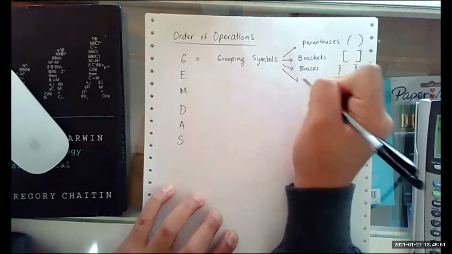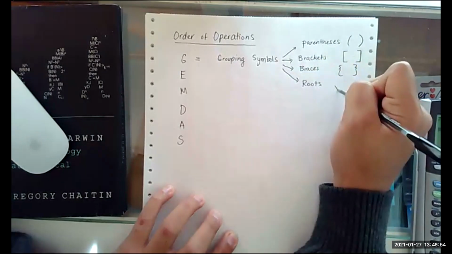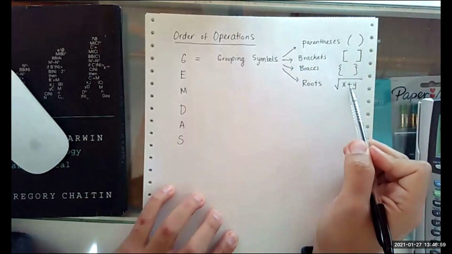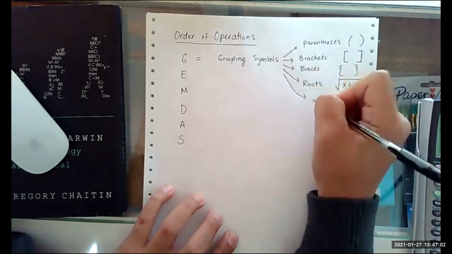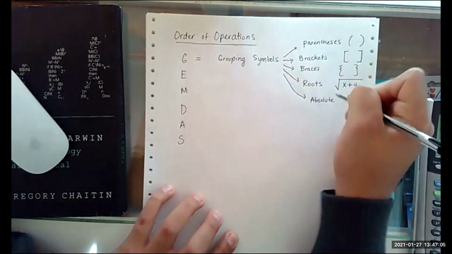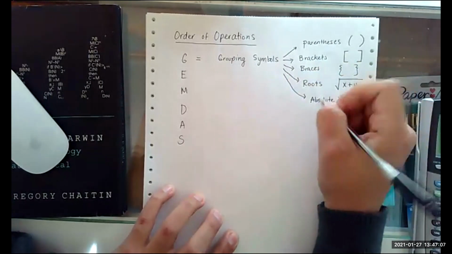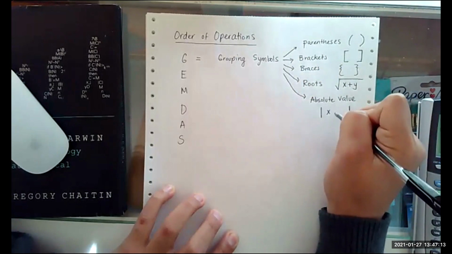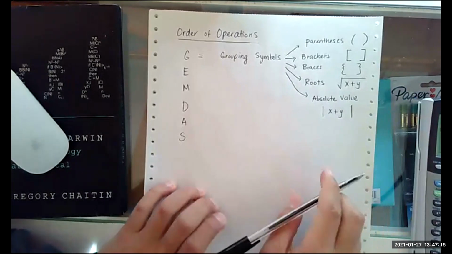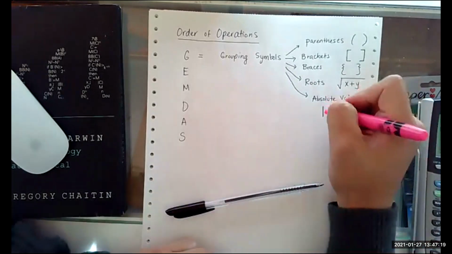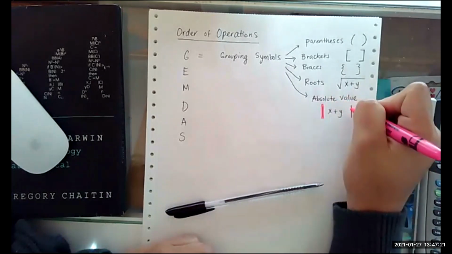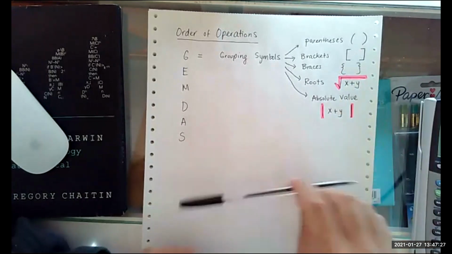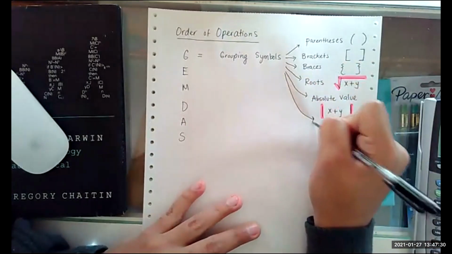It turns out that roots are a grouping symbol, especially if you have an expression inside the grouping symbol. And then there's another symbol down here that we'll call the absolute value. That's like if you have these vertical bars and you have some numerical expression in here. I'll highlight these pink. The vertical bars, the roots look like this zigzaggy thing. One other thing is fraction bars.